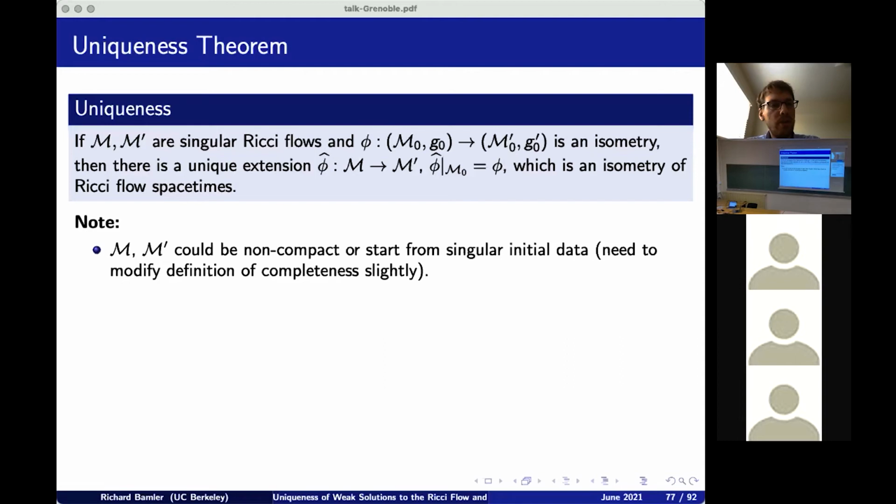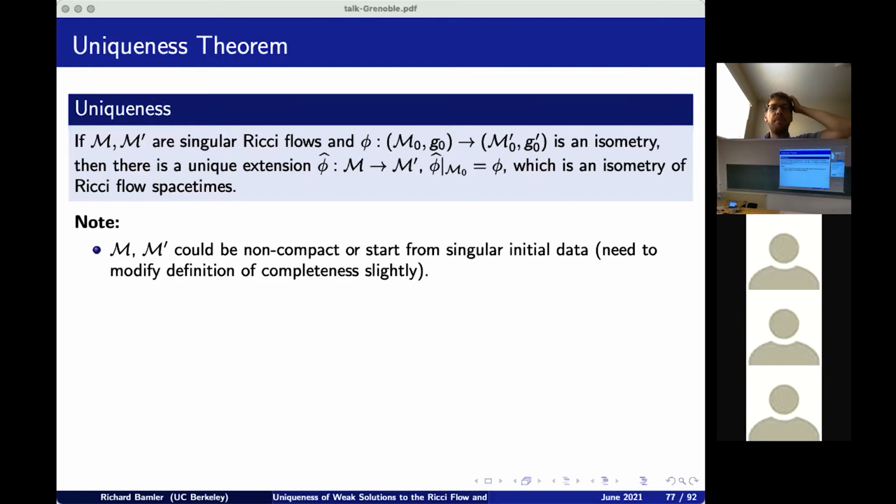Here's maybe just one remark. In this proof, it's really not important that we start from some compact surface. We could really start from some non-compact initial data, even infinite volume, infinite diameter, or anything like this. And in fact, we've done this: we've started from singular initial data. Sorry, don't worry about what I put in parentheses, that's incorrect.